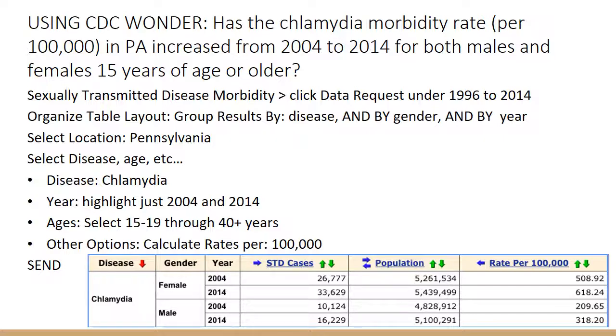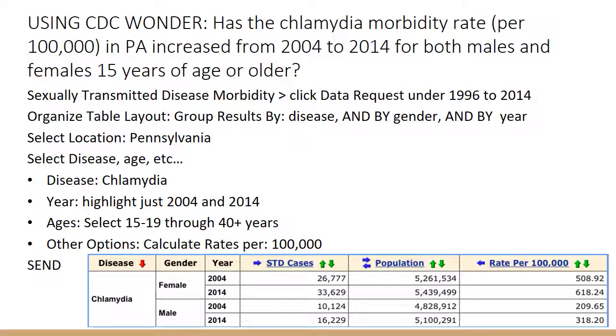Then you would just see, it's just a little bit easier to read the rate per 100,000, but you don't need to do that. You can read it the same way as we'll read it now. So for females with chlamydia in the year 2004, the rate per 100,000 was 508.92. The rate in 2014 was 618.24. So that rate increased for females.